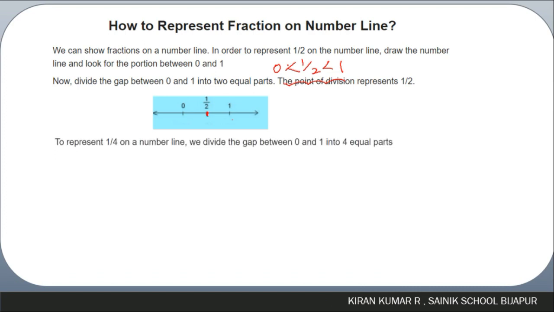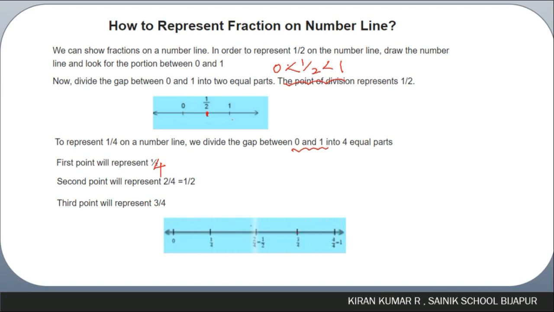Same way, to represent 1 by 4 on the number line, we divide the gap between 0 and 1 into 4 equal parts. The first part will represent 1 by 4, second part 2 by 4, the third part 3 by 4, and the fourth part is 1. Here, between 0 and 1, it has been divided into 4 parts. First part, second part, third part, fourth part. The first point here represents 1 upon 4. The second point will represent 1 by 2 and the third part will represent 3 upon 4.